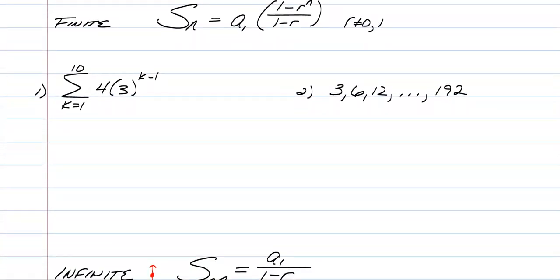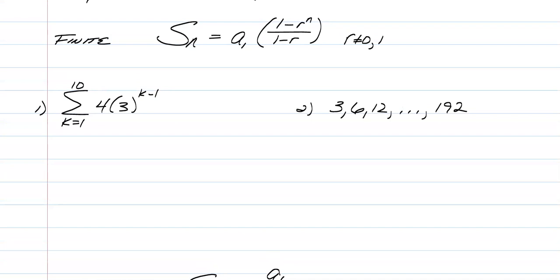So let's begin. In the first example, we are given the rate is 3. We are given the initial term is 4. We have a first through the 10th term. So what we're going to do here is just plug in our necessary information. Our first term, again, is 4. So we're just going to have S of 10 is equal to 4 times 1 minus our rate, which is 3 to the 10th power, over 1 minus the rate itself.